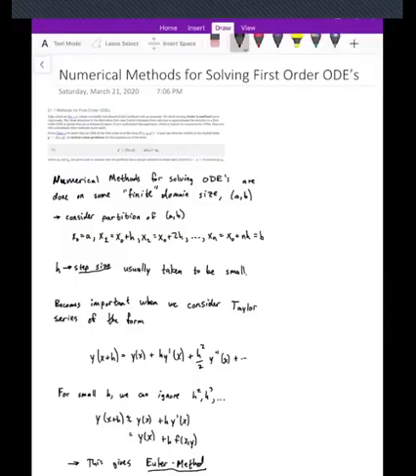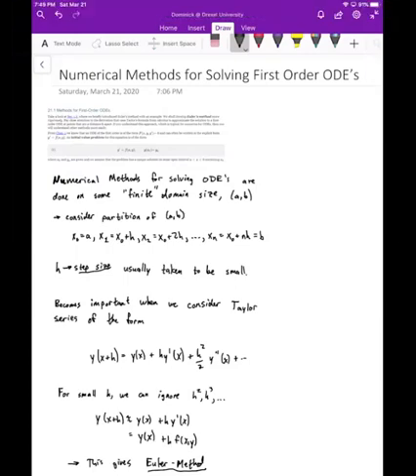All right, guys, welcome. So today we're going to talk about some basic numerical methods for solving first order ODEs. So this will basically talk about how we can use software that's built into computers in order to solve ODEs that either may be too hard to solve by hand or actually impossible to solve by hand.